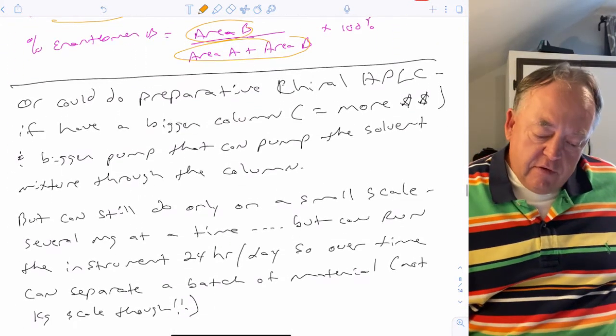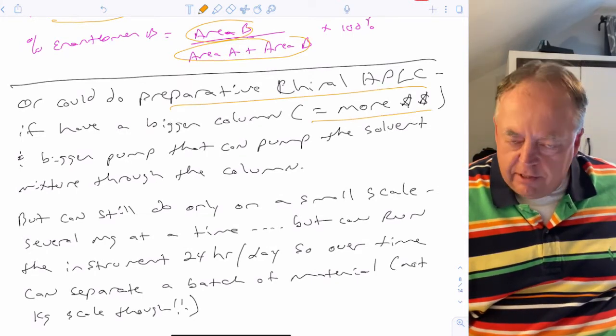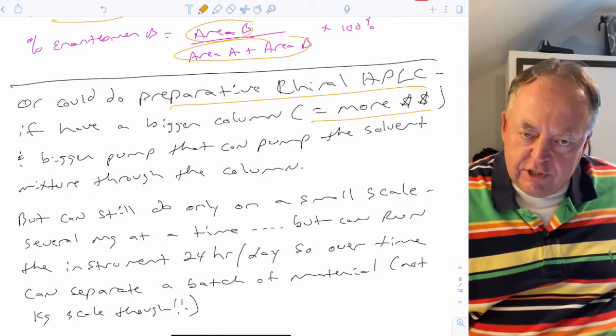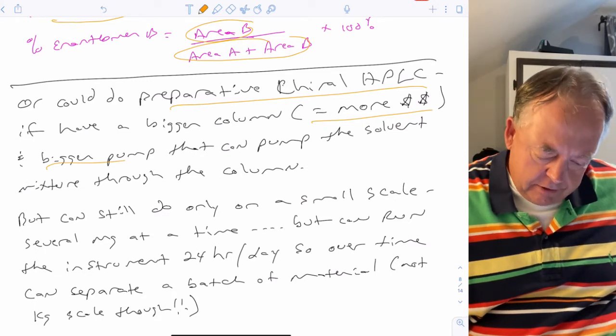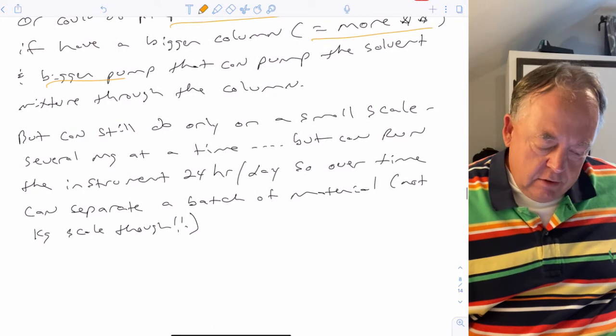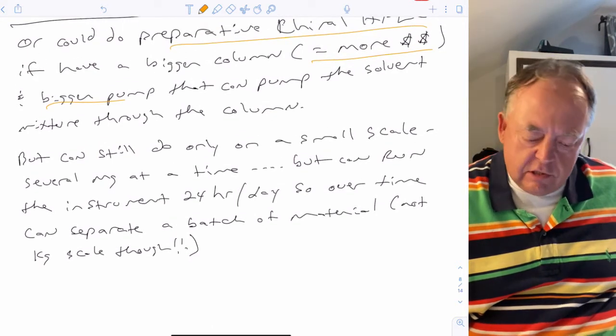Or you could do preparative chiral HPLC. That just means you have a bigger column, but that means it's more dollar. The column's bigger, there's more chiral silica gel, and you need a bigger pump, so it just means there's more expense involved. But you still can't separate a whole lot of material. It's still on a small scale.